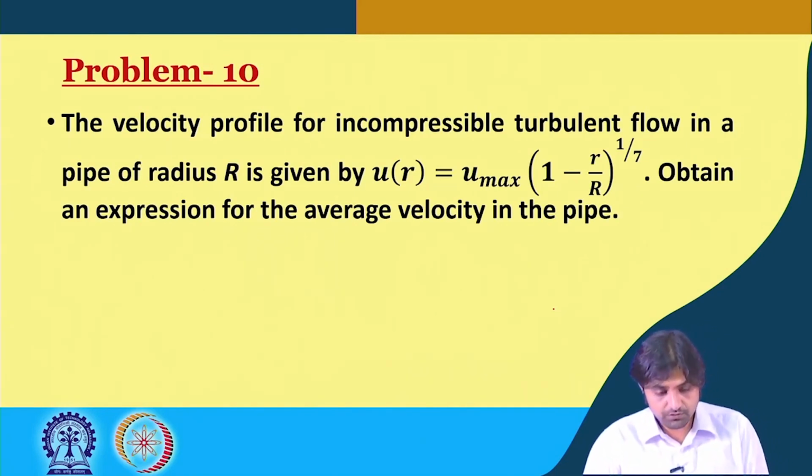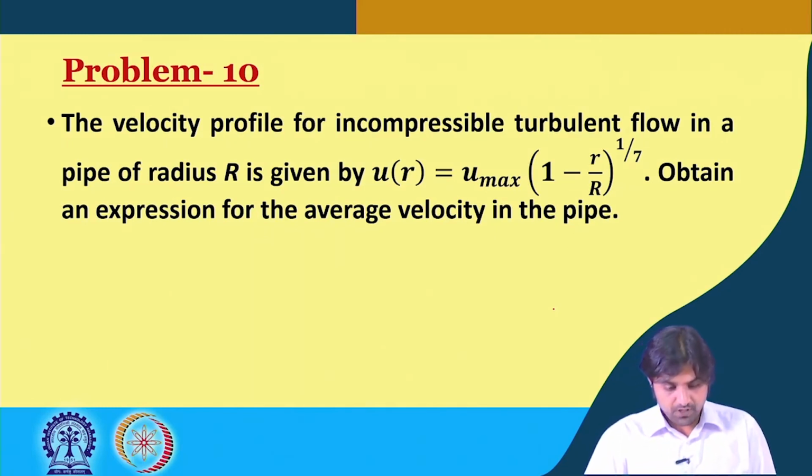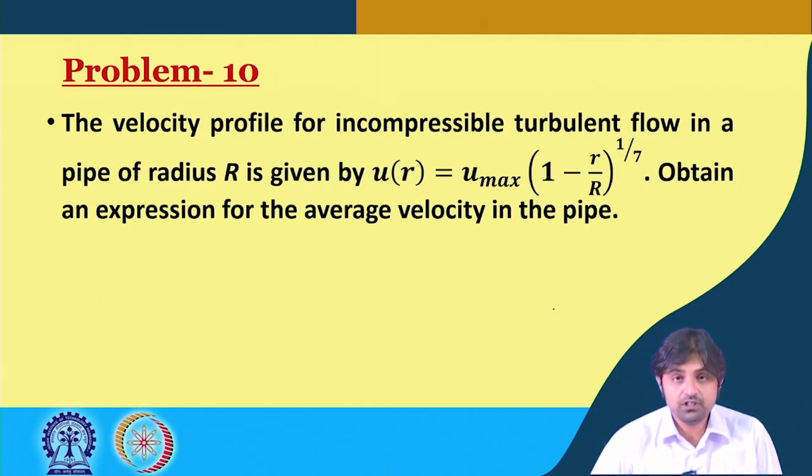Now we are going to solve one of the problems. The velocity profile for an incompressible turbulent fluid in a pipe of radius R is given by u of r as u max into 1 minus r by R to the power 1 by 7. Obtain an expression for the average velocity in the pipe. Here, by chance, you get the 1 by 7th power law.